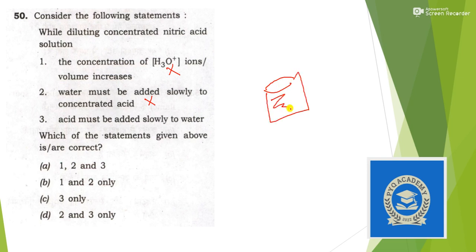Suppose this is acid, this is HCl. You cannot add water, it will blast. Rather, what you have to do is take water, then take HCl from here and add a few drops slowly, stirring. So acid must be added slowly to water, this is 3. So answer here should be option C.